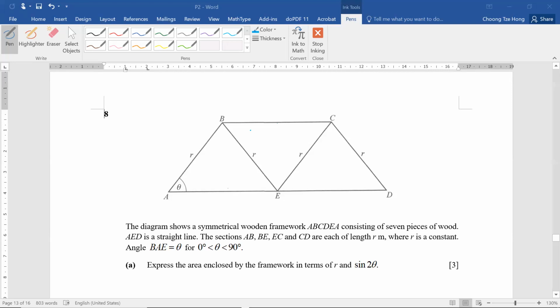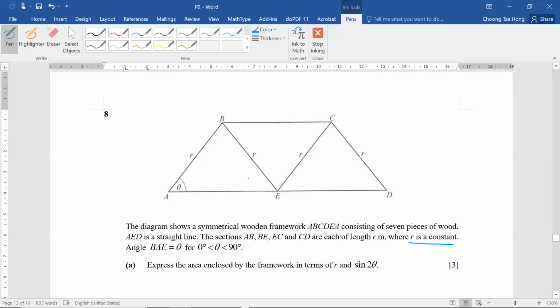The diagram shows a symmetrical wooden framework ABCDE consisting of 7 pieces of wood. AED is a straight line. The sections AB, BE, EC, and CD are each of length R, where R is a constant. Angle BAE is theta, and theta is between 0 and 90. Express the area enclosed by the framework in terms of R and sine 2 theta. Over here, R is a constant, key thing to take note of, and they want us to express the area in terms of R and sine 2 theta.